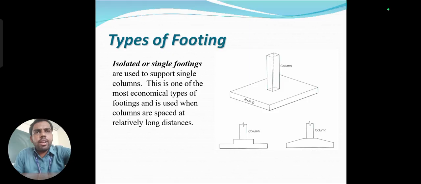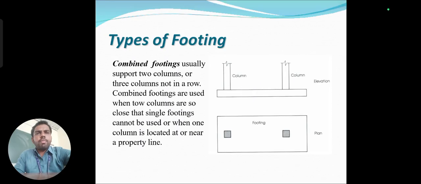Next, isolated single footings. Isolated means a single footing is provided for a particular column. These are used for single columns. This is one of the most economical types of footings, and it is used when the columns are spaced relatively long distances apart. In that situation we provide isolated footings.